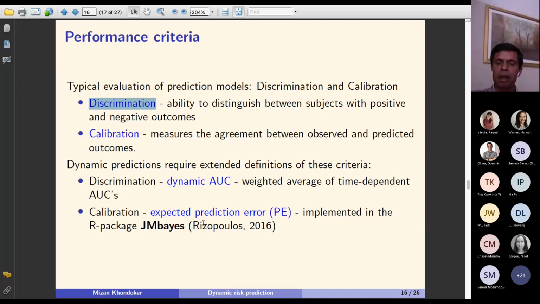Again, this is by Rizopoulos, 2016. This is a Journal of Statistical Software paper. They illustrated the method, and I just implemented it from this R package.